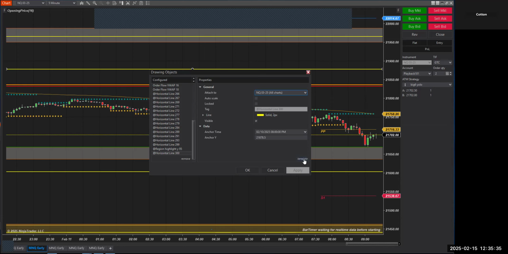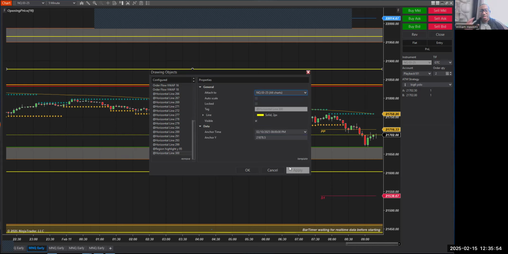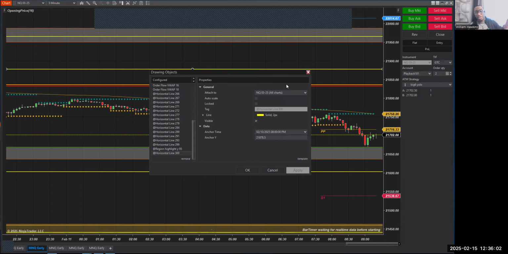Do that one more time. If you double click on any line, the very first option says attach to. You just make sure it says all charts. Once you hit apply, it'll apply that to all charts. You can also hit template, and you can save the template as default. So every line you put is automatically going to share to all your charts.